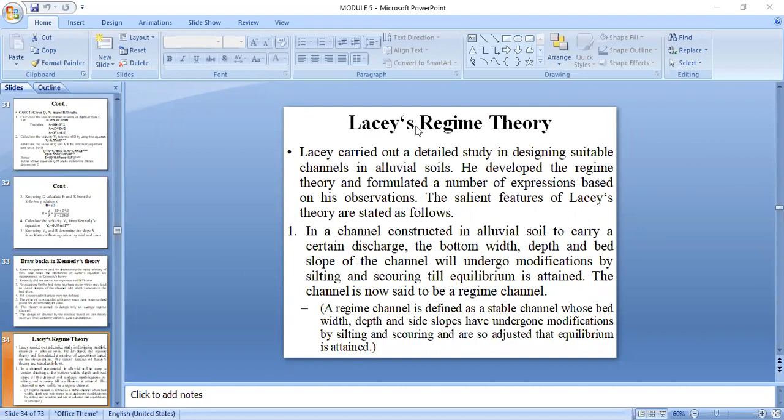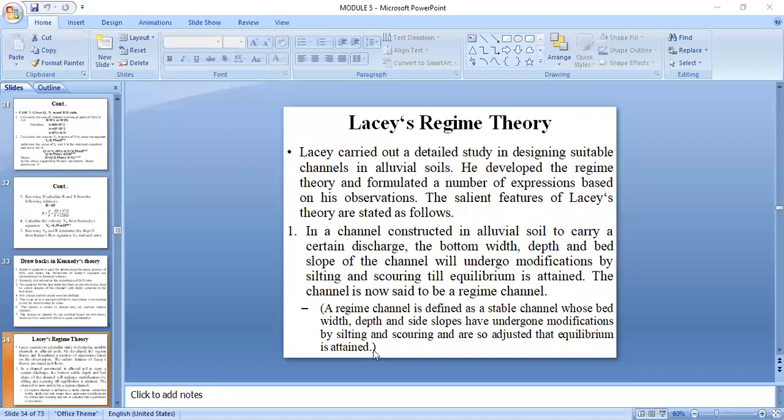It is not a man-made channel. It is a natural channel. It will undergo some modification by silting and scouring. So this is one of the revelations of Lacey's method of channel design. That channel will have the freedom to form its own cross section during the course of time due to silting and scouring. Now, a regime channel is defined as a stable channel whose bed width, depth, and side slope have undergone modification by silting and scouring and are so adjusted that equilibrium is attained.